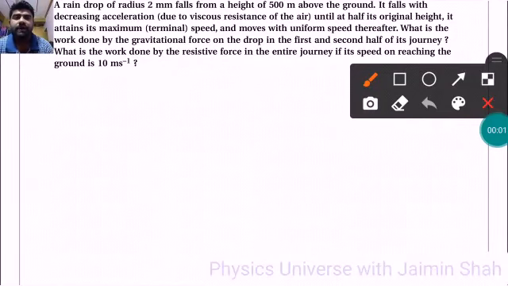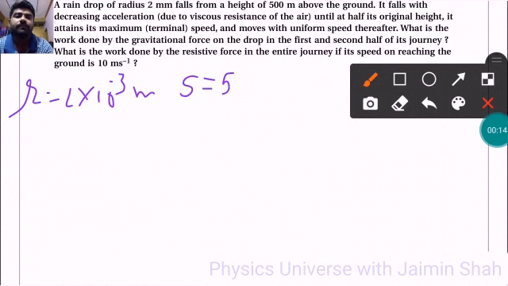Now the question: a raindrop of radius r equal to 2 into 10 raised to minus 3 meter falls from a height of 500 meter, so s is equal to 500, above the ground. It falls with a decreasing acceleration due to viscous resistance of the air until at half its original height it attains its maximum speed and moves with uniform speed thereafter.